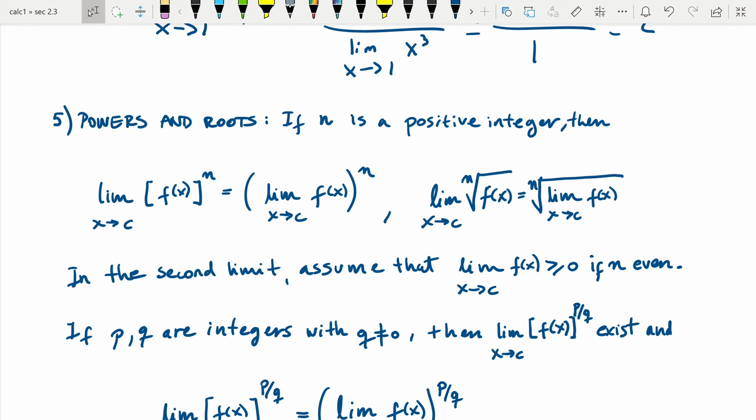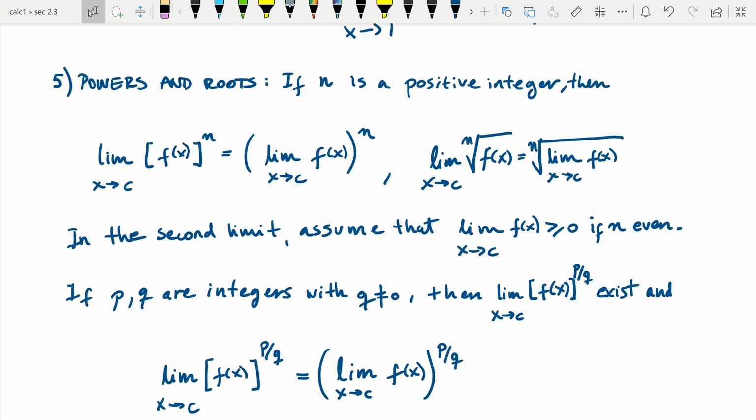And taking the square root, taking the nth root, is the same. So basically you can bring the limit inside the nth root, provided that this limit is greater than or equal to 0 if n is even. We cannot take the square root of, say, -1. So that's where this constraint comes from. The limit of f of x has to be greater than or equal to 0.